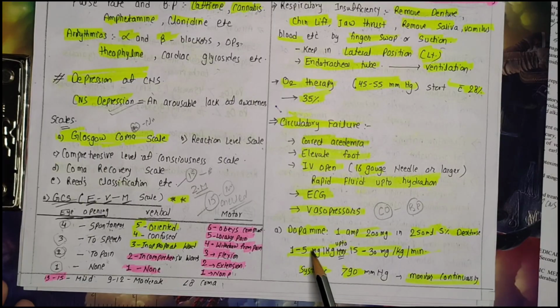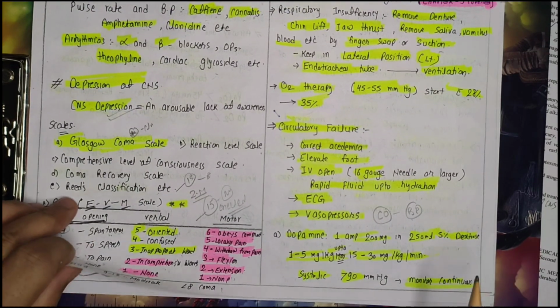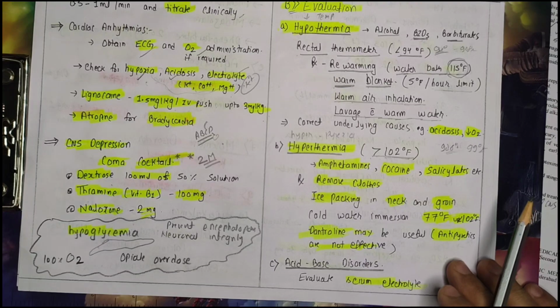So in vasopressor therapy, first is dopamine. This dopamine is a cardiac inotropic drug. It will increase the contraction of the heart. Here we will use 1 ampoule of dopamine, that is 200 mg. We will dilute it in 250 ml of 5% dextrose. Then at the dose of 1 to 5 mcg per kg per minute we can give it to the person. If required, in a serious case, we can increase the dose up to 15 to 30 mcg per kg per minute. Until when do we have to do that? Until the systolic blood pressure rises to 90 mm of Hg. So this we have to do.